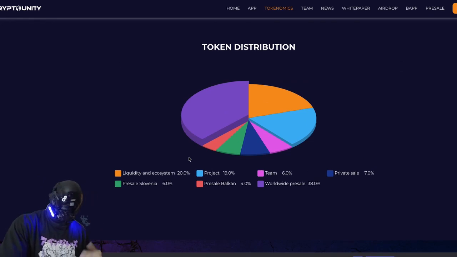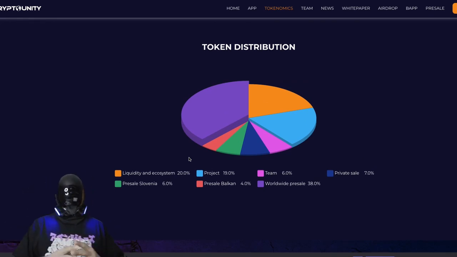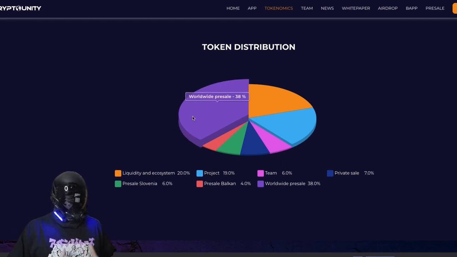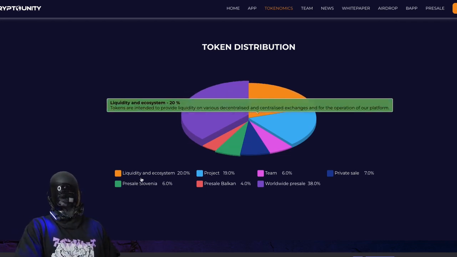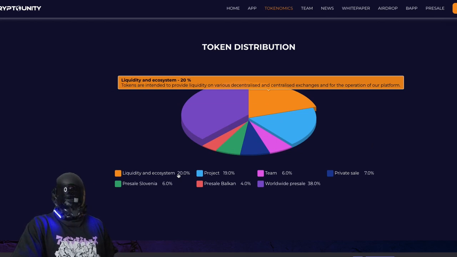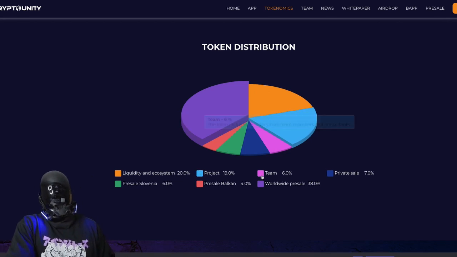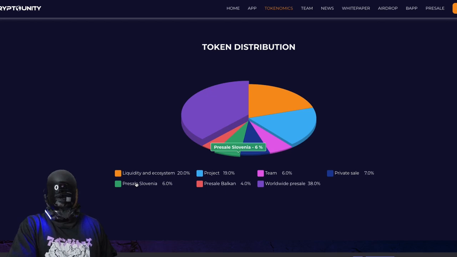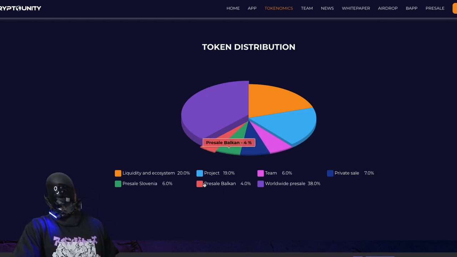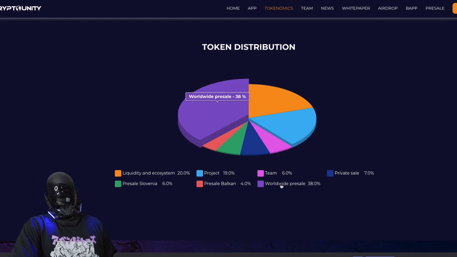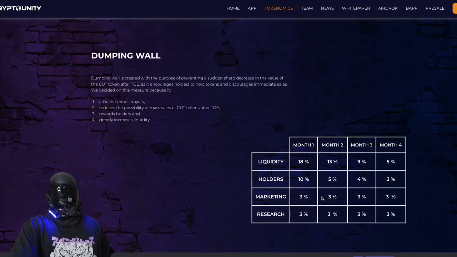And of course, we want to talk about distribution, how this is all spread out to build such an efficient and sustainable project. You can take a look at how things are split. In the liquidity ecosystem is where 20% of the funds are held. This is great. The project tokens are intended for further development, of course, 19%. 6% is distributed to the team. 7% is for the private sale. 6% to the presale Slovenia. And 4% to the presale Balkan. And worldwide presale, 38%. Now, this is a lot of giving back and a lot of giving away. There's some sales. We like what we see.